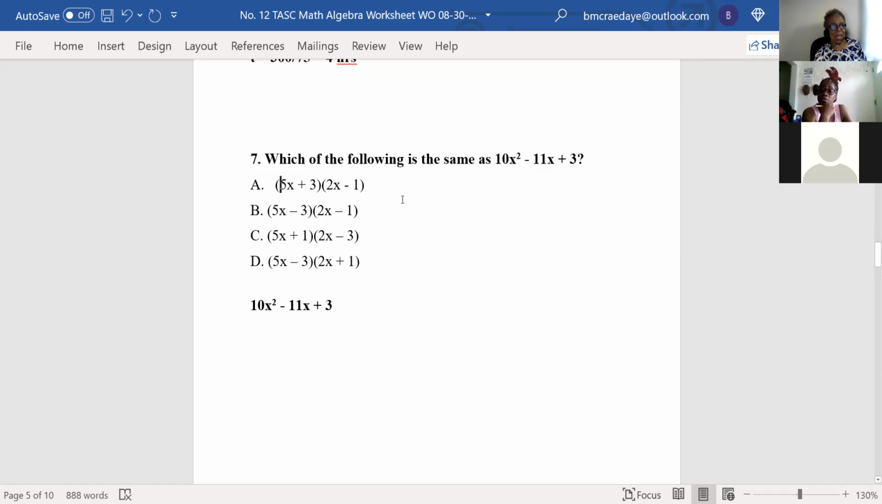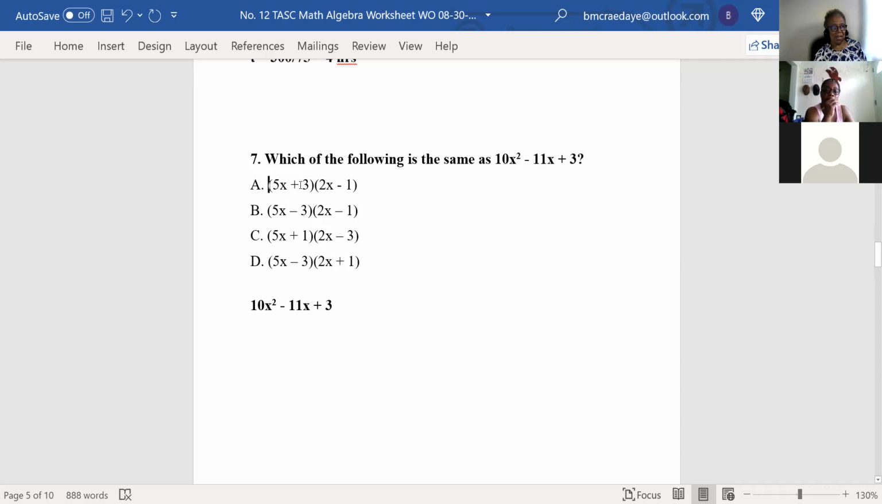Yes, so it gives you a -3. It can't be A because it should be a +3. What about B? Let me see B. A -3 times a -1 gives you what? A +3. That's right. So you see this one, a -3 times a -1 gives you a +3. So we know that's correct.